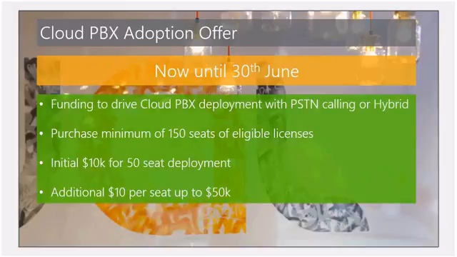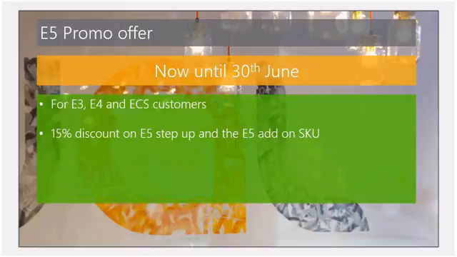What they put in place is that you need to purchase a minimum of 150 seats of eligible licenses. In this case, we're talking about E5 licenses, and they will give you an initial investment of $10,000 US. They would do a conversion rate, which is typically about $1.5 to the pound, for a 50-seat deployment, and then they're going to provide you with an additional $10 per seat up to a maximum of 50,000. So if you're interested in that, we can provide you with some further information.